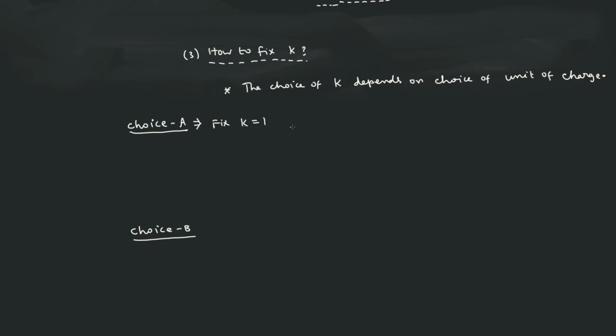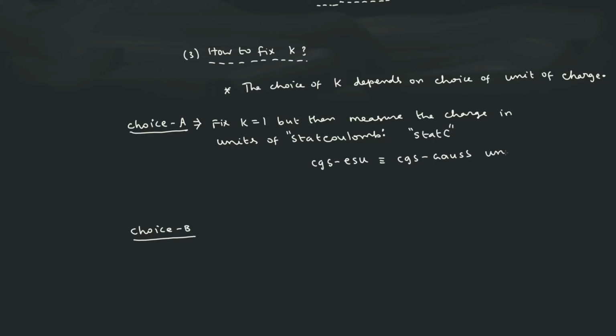So the idea is that, okay, let us fix k equal to 1. This is the first choice, and it is the easiest choice that you can have. But then remember that the choice of k depends on in which units you are going to measure, and therefore you first propose in what unit you are going to measure. So we say that, okay, let us make the measurement of charge in the units of stat coulomb. Remember the name, it's called stat coulomb.